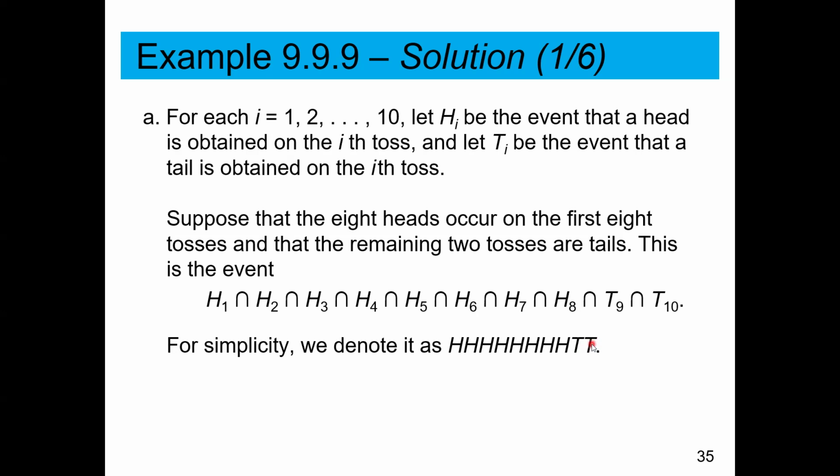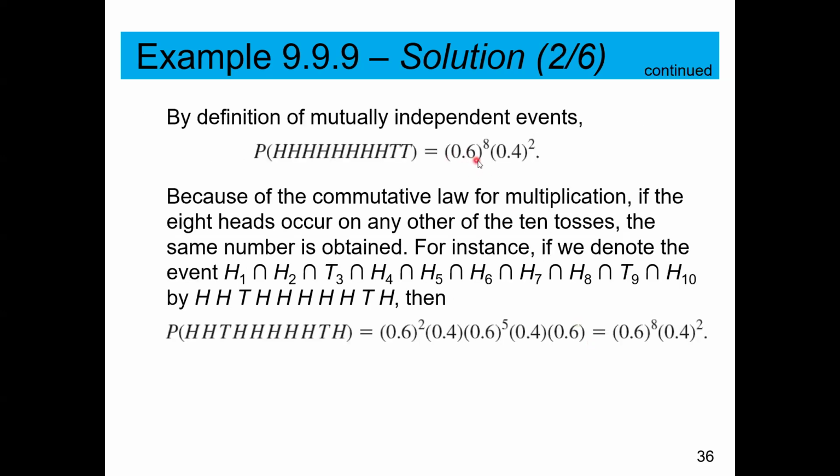And so one of the ways we think about that is I have 8 heads, so 0.6 to the 8th power and 0.4 squared, because I have to multiply both of these. Now we could obviously have moved these around any which way. So this was if I had the probability of head, head, head, head, head, head, tail, tail. But I could have done this all the different ways.